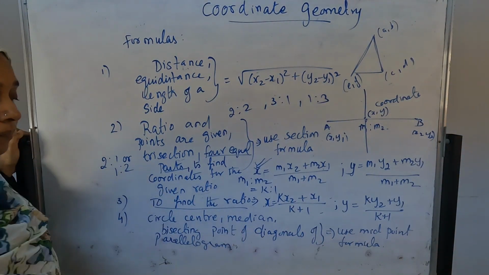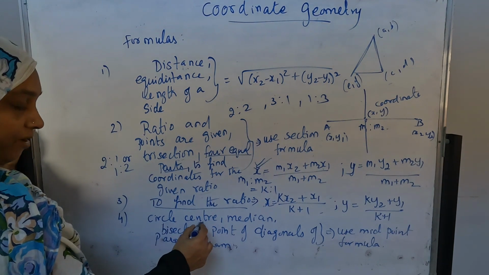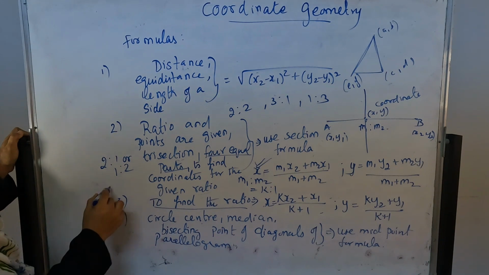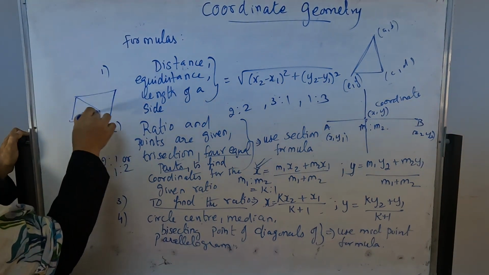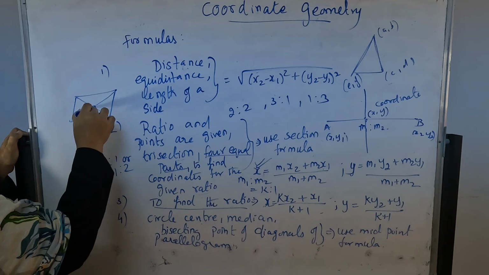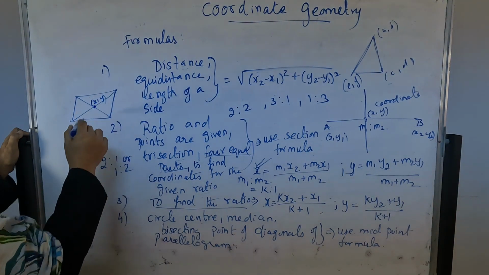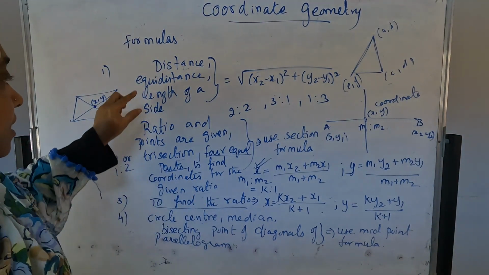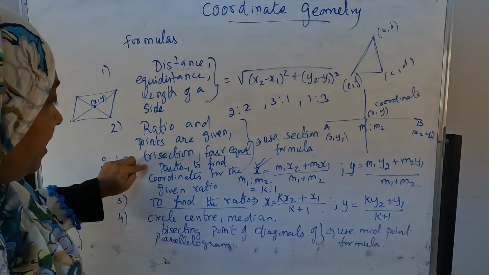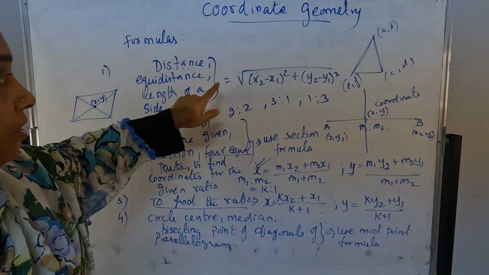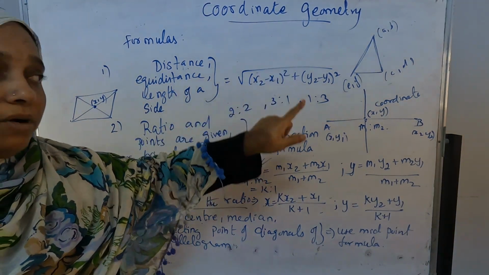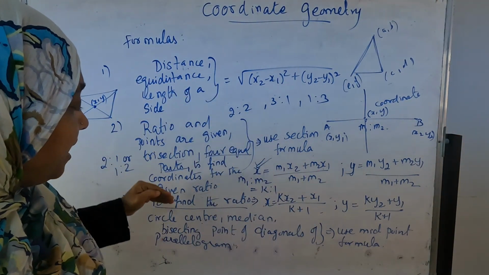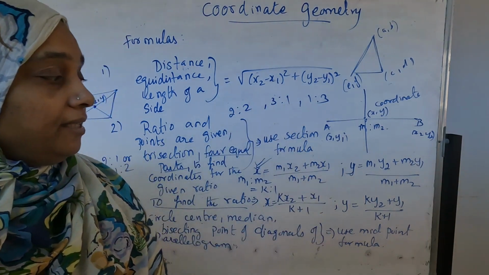Then, to find the ratio. Then, to find the center of the circle and the median. If there is a parallelogram, in the parallelogram the diagonals bisect each other. That time, for this bisecting point, we use the midpoint formula. So the midpoint formula we can use to find that. These words that I use here are the only ones they will use in the question, and that time you can utilize these formulas. All of you have one confusion, where I have to use which formula. So memorize these words, and use these formulas at those places.